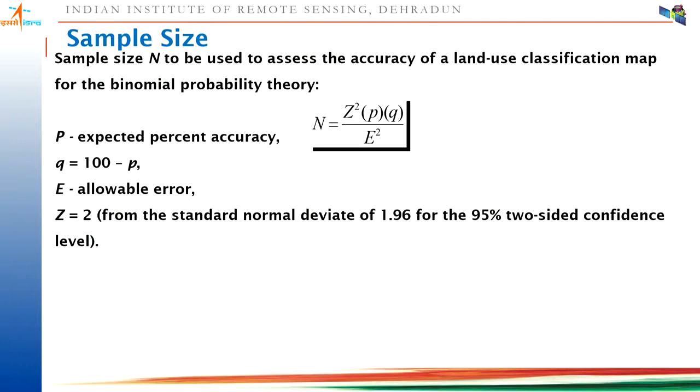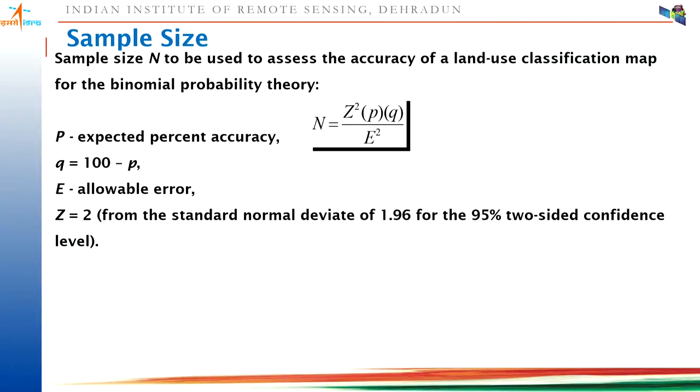general rule, a formula: capital N is equal to Z square multiplied by P into Q divided by E square, where Z is the standard deviation. Z you should take as 2. Don't go into the complications of why we are taking 2. So Z is value 2. Capital E is how much error you are allowing.